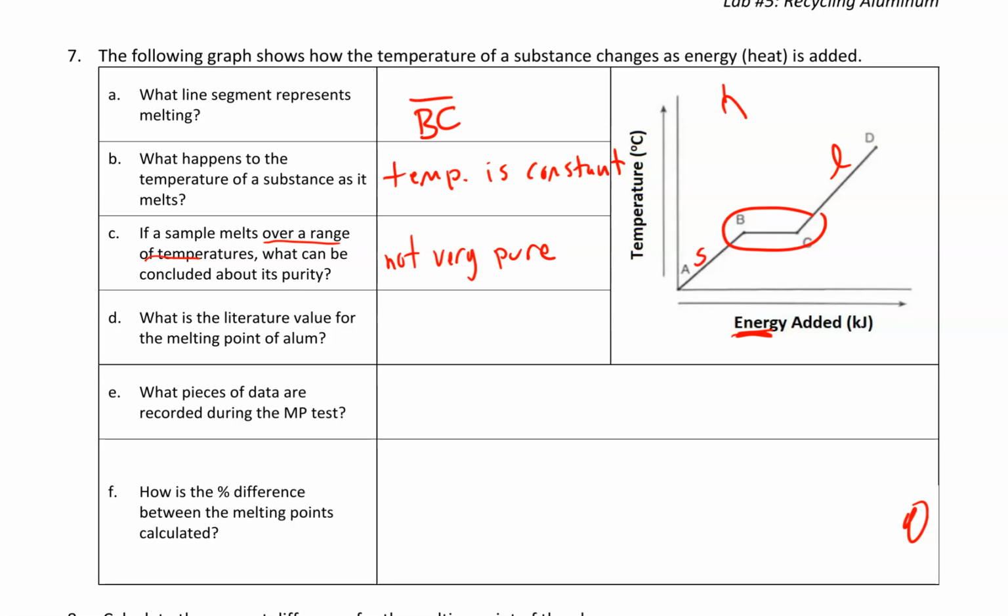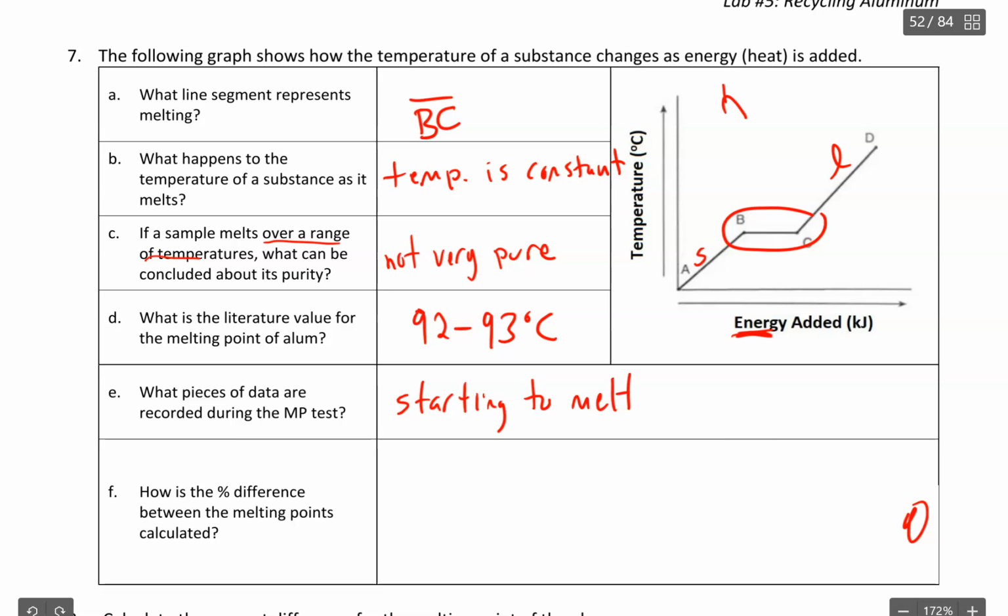According to the literature, if you were just to look it up, you see a melting point of alum between 92 and 93 degrees Celsius. It depends exactly which resource you're looking at, and as a hydrate, it might be tough to nail down an exact melting point. We talked about it a little bit on the previous page, the pieces of data that are recorded during the melting point test: your starting to melt temperature, and your completely melted temperature.